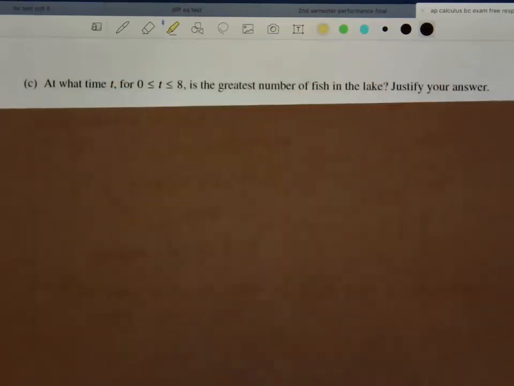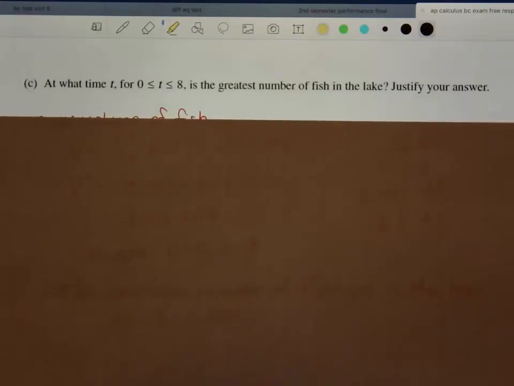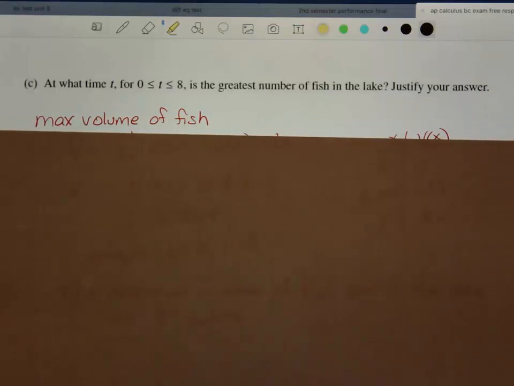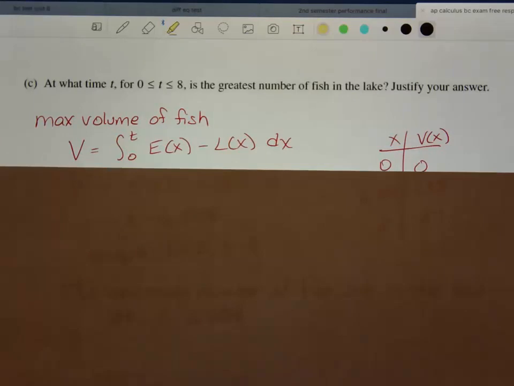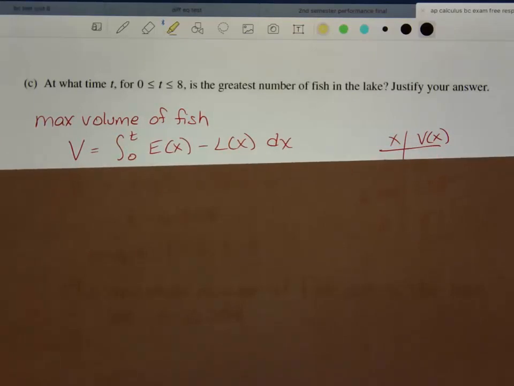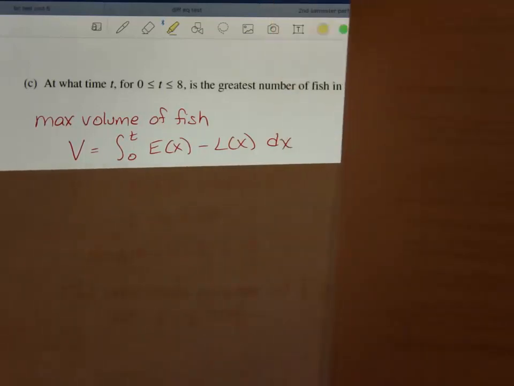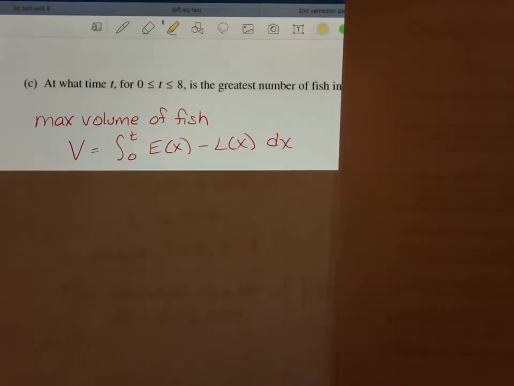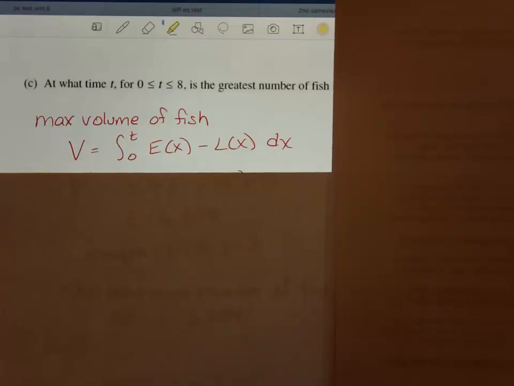For this one: at what time t from 0 to 8 is the greatest number of fish in the lake, and justify. That is an absolute maximum because it's a closed interval and it doesn't say relative. We want the maximum volume of fish in the lake, so we have to construct a volume formula, which is the integral of E of x minus L of x dx, from 0 to t, because I don't know when the volume is the biggest, and because we're getting a formula that works for any time between 0 and 8.